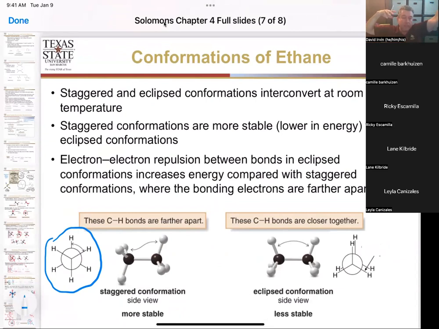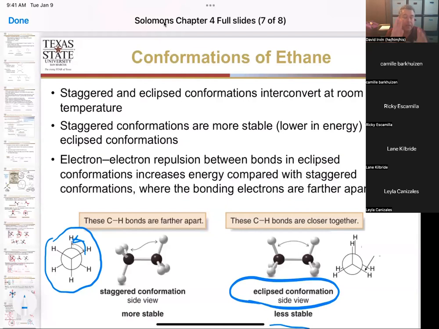The only thing holding them together is that bond, that sigma bond, right? So when we're staggered, we're at the lowest energy conformation, the most stable energy conformation. Now, all we have to do is rotate 60 degrees and we get to our eclipsed conformation.